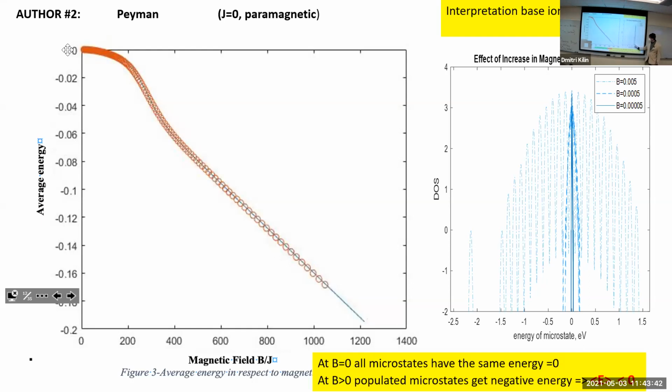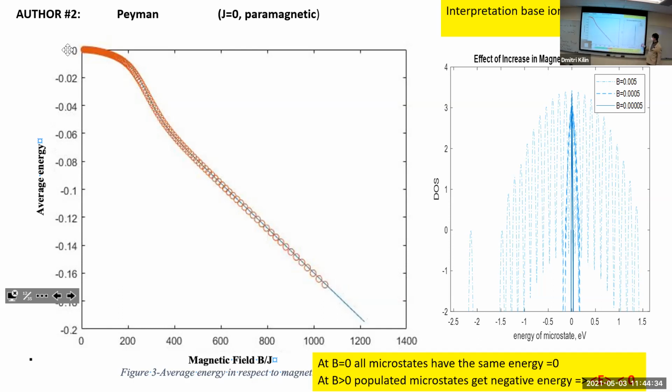So once again, crystal did show that as magnetic field increases, overall density of states becomes broader and broader. If the magnetic field is close to zero, all microstates are degenerate. No matter whether your spins are along magnetic field or against magnetic field, all energies are zero. So average energy will be zero, right? Then as the magnetic field increases, it becomes broader, and the states oriented along magnetic field become more energetically favorable. Their energy becomes negative, and as they are getting populated, the average energy becomes negative.